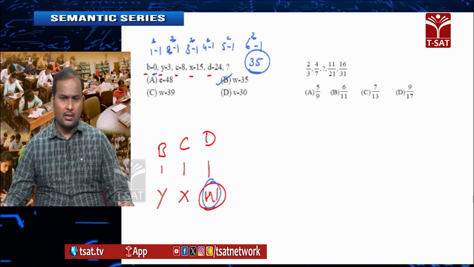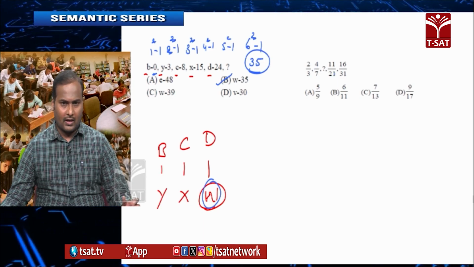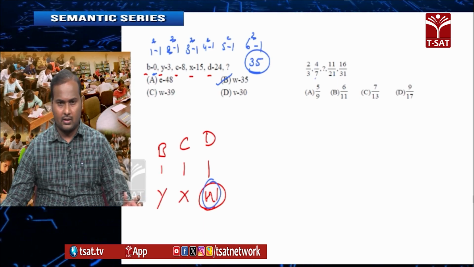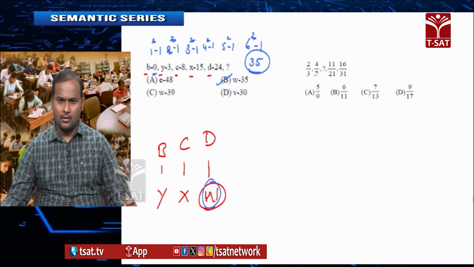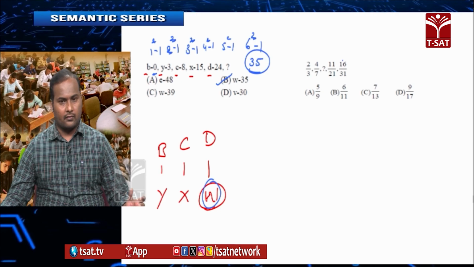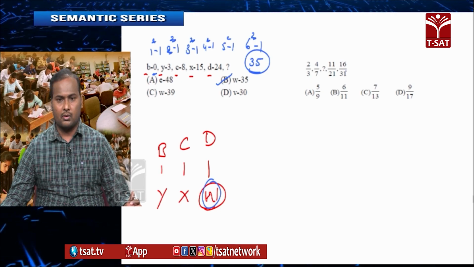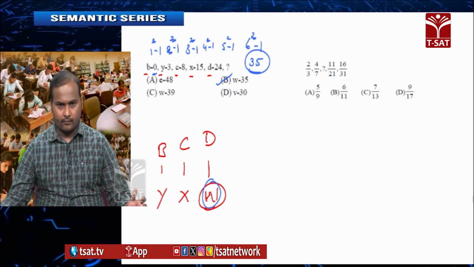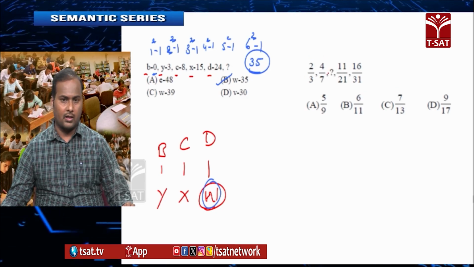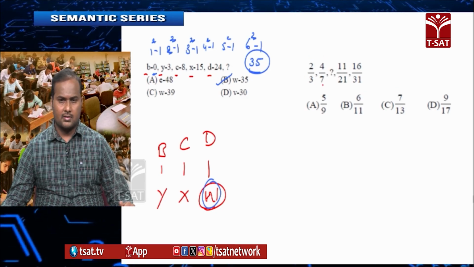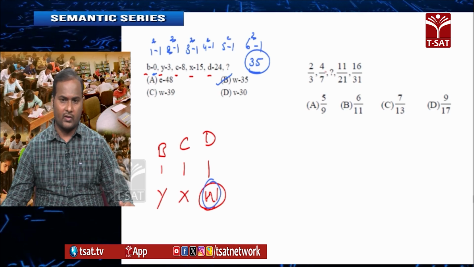The next one, he may ask in fraction type also. It doesn't matter, you don't exactly have to take fractions in the exam, no need. The numerator may become a different series, or the denominator may also become a different series. Let's see this one. 2, 4, 11, 16: the numerator is a different series. 3, 7, 21 and 31 is also a different series.